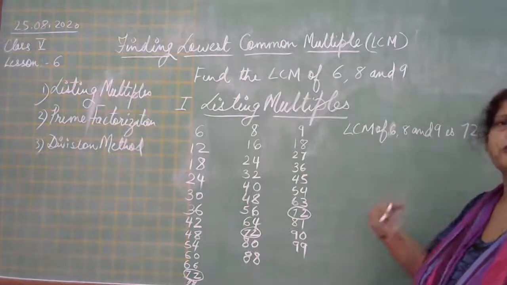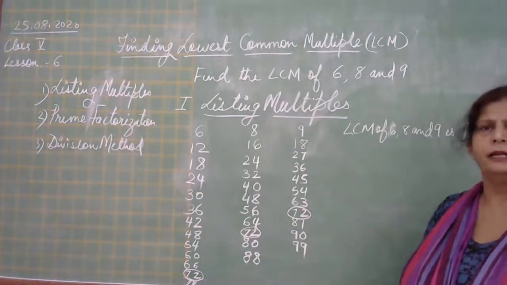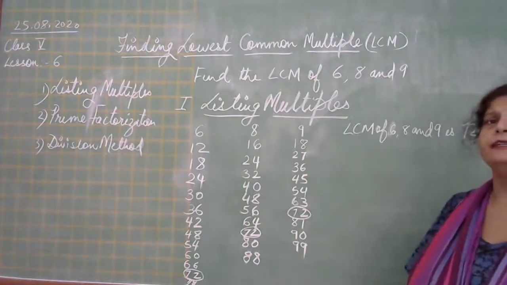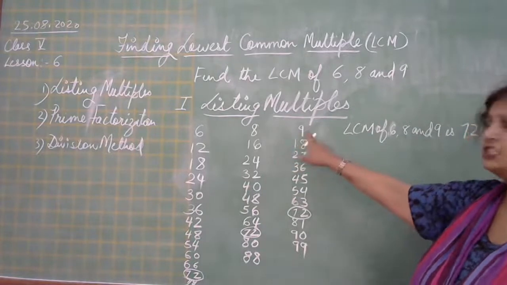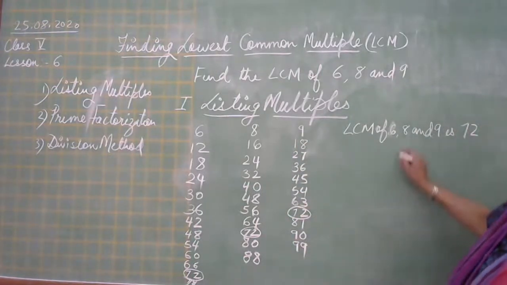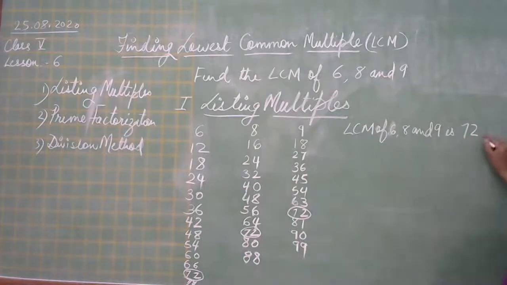Now if you have to find, children, other common multiples, this is lowest common multiple. If you have to find the other common multiples of these three numbers, as I told in my last class also, the next number will be 72 multiplied by 2. Next to that will be 72 multiplied by 3. 72 multiplied by 4. And this is how we go about the common multiples.